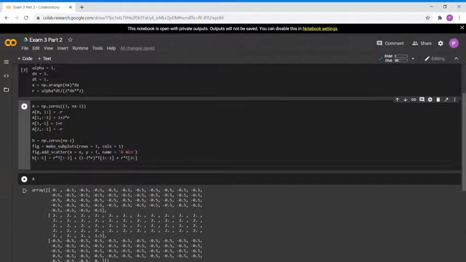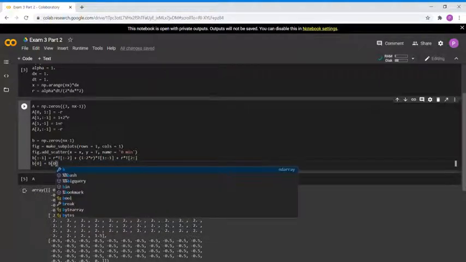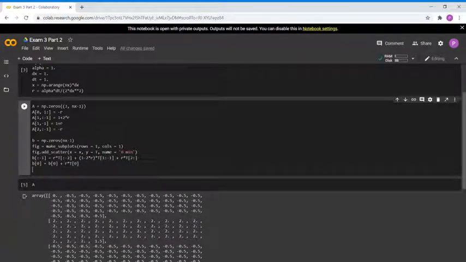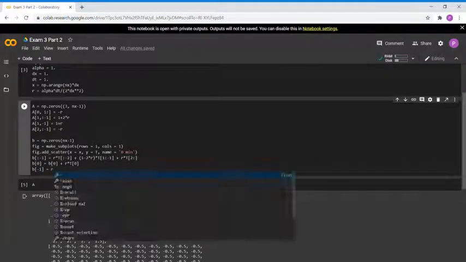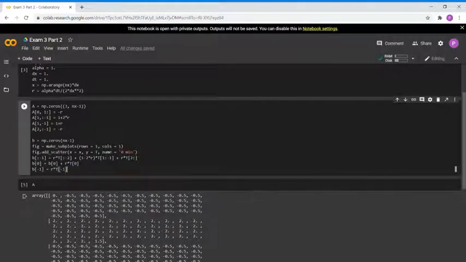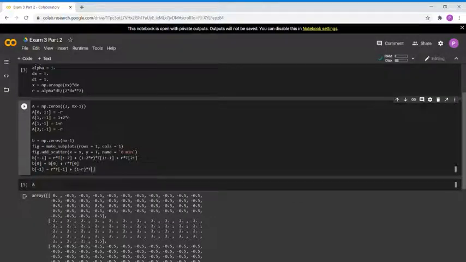Okay, then B, now I can change B at 0 equals B0 plus R times T at 0, and then B at -1. We have B at -1 equals R times T -1 plus, instead of 1 minus 2R, we have 1 minus R times T -1. Actually this is -2.